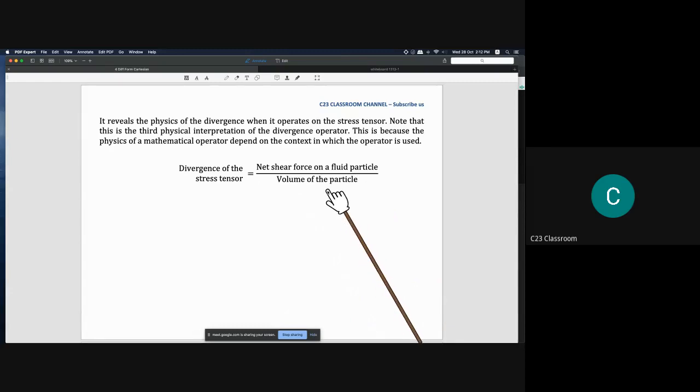So it can also be said that it is the total shear stress that acts on a certain particle, divided by its own area actually, but in mathematics, when we sum all of them, it will become the volume of the particle.